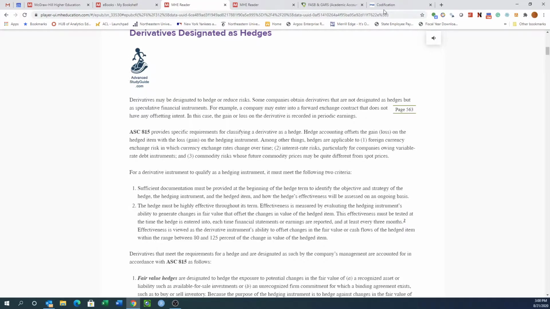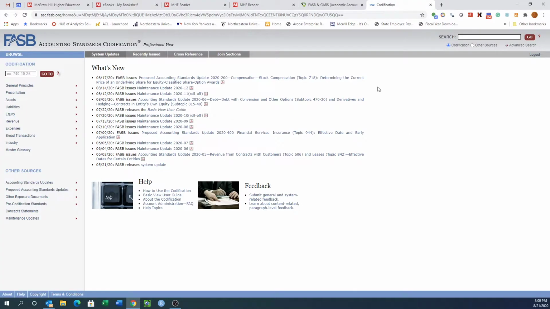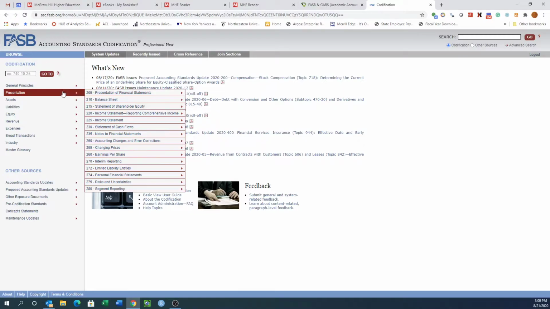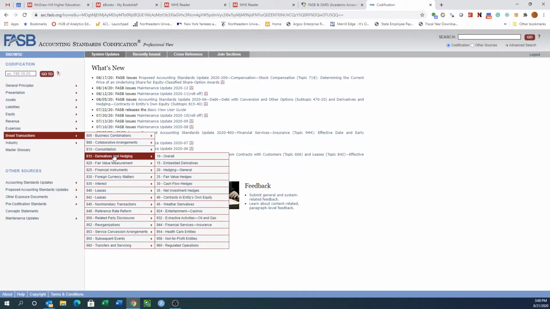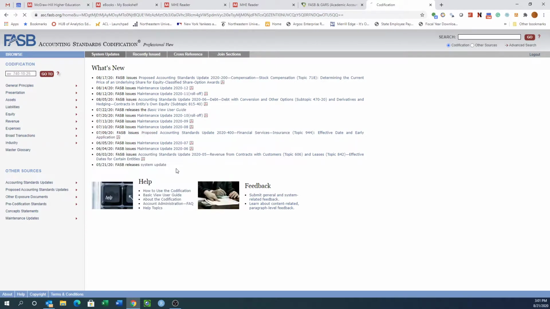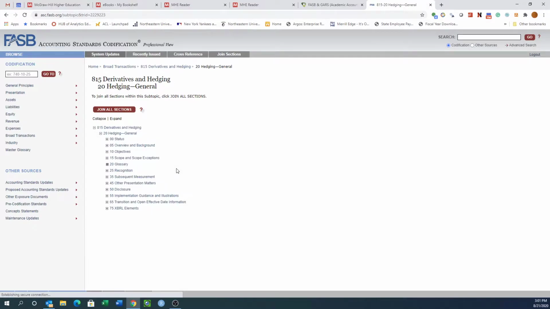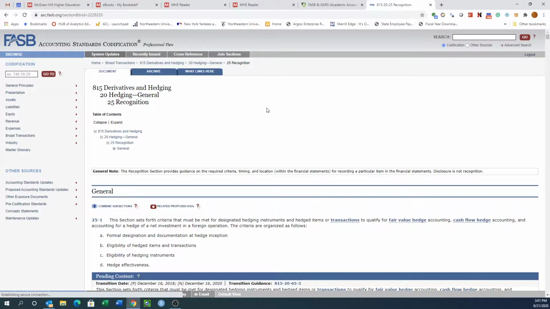Let's go to the actual literature. Let's go to the codification. We'll go to broad transactions. We'll go to derivatives and hedging, and we'll take a look at 815-20, and we'll take a look at what is considered for hedge accounting. So let's take a look at paragraph 25, and let's look at the recognition.